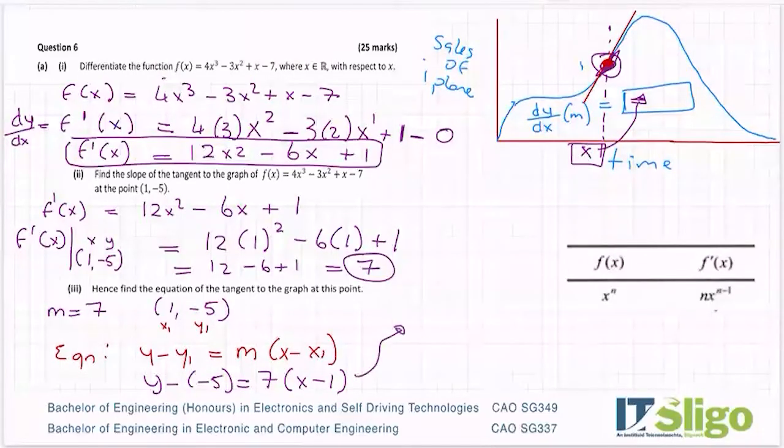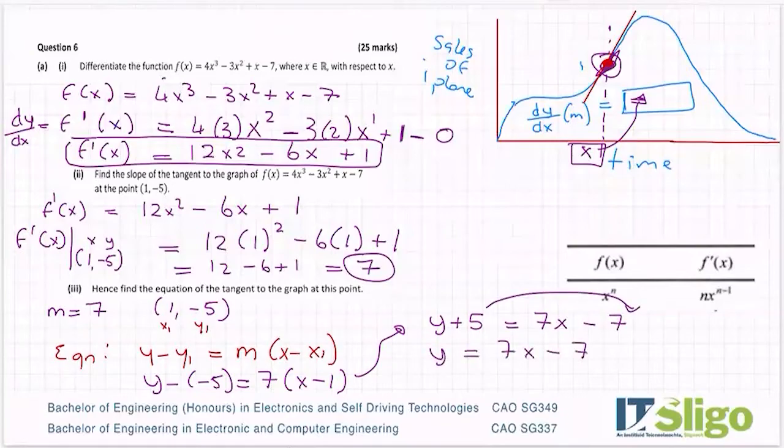Okay, so y minus minus 5 is y plus 5. It's equal to 7x minus 7. Merge the two numbers. y is equal to 7x minus 7, and that becomes a minus 5. y is equal to 7x minus 12. So that is the equation of that tangent to the curve at that point.